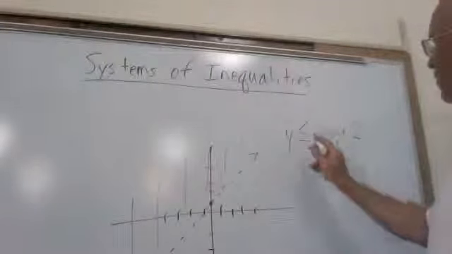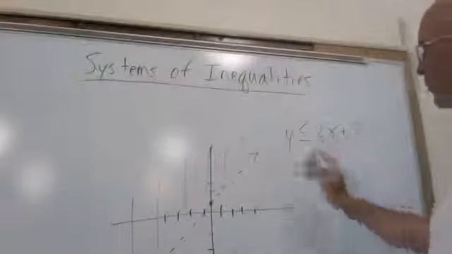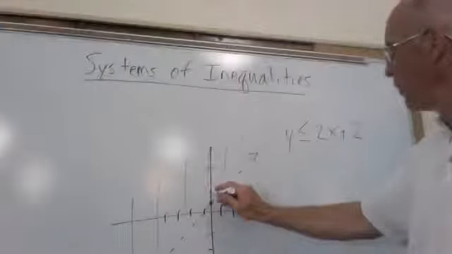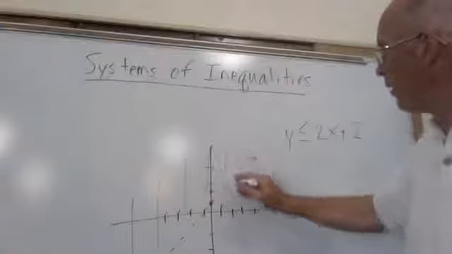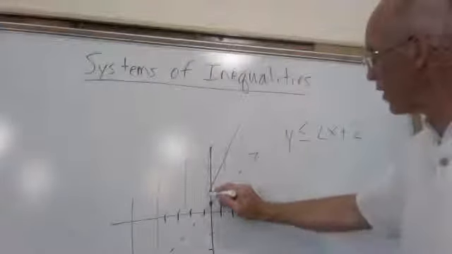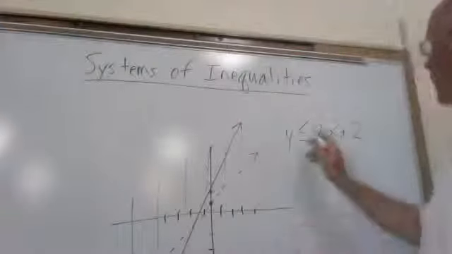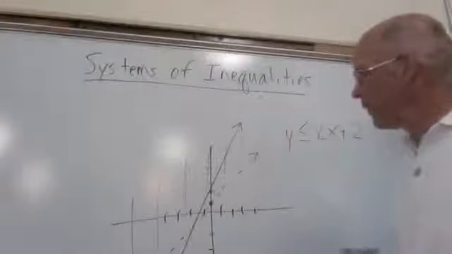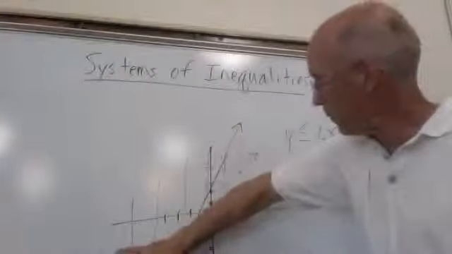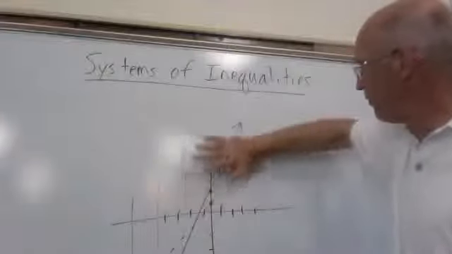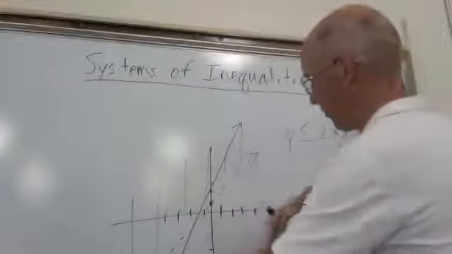Y is less than or equal to, so I can do a solid line. The y-intercept is going to be 2, and the slope is going to be 2. So up 2 and to the right 1. And so my line this time is going to be more like that. And it's less than. So here's what you have to think. This is the only confusing part. Remember my graph before was everything above the dotted line? This graph is going to be everybody below this line.